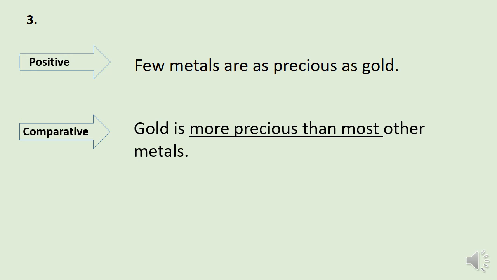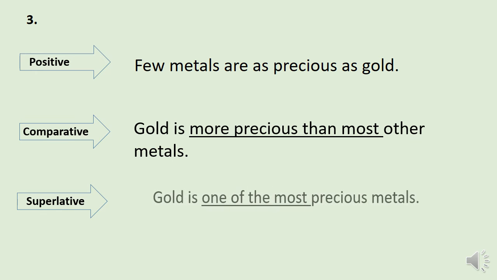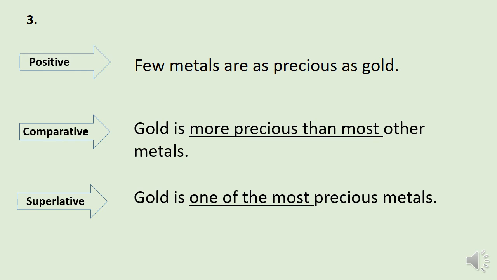Now, if we want to change it into superlative degree, what we have to do? As we all know, to make it superlative, we have to transform the adjective into superlative form. That is, instead of precious, we have to write most precious. And we can write the sentence in this way. Gold is one of the most precious metals.